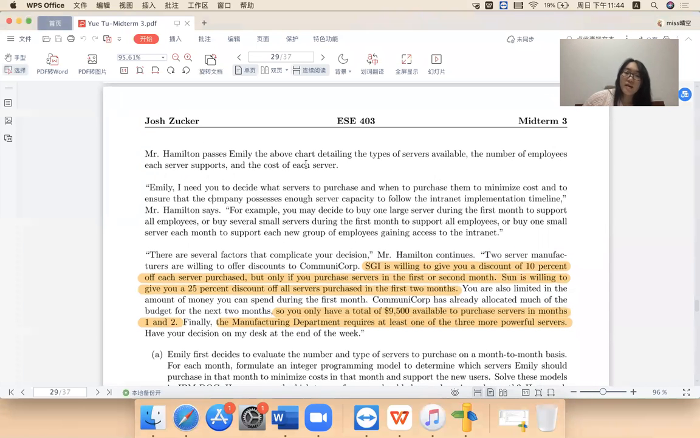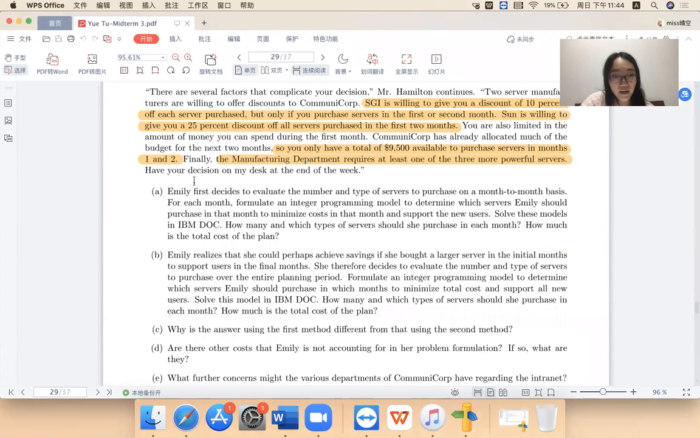Emily has to decide what servers to purchase and when to purchase them to minimize costs and to ensure that the company has enough servers to follow the implementation timeline. And let's see problem A.